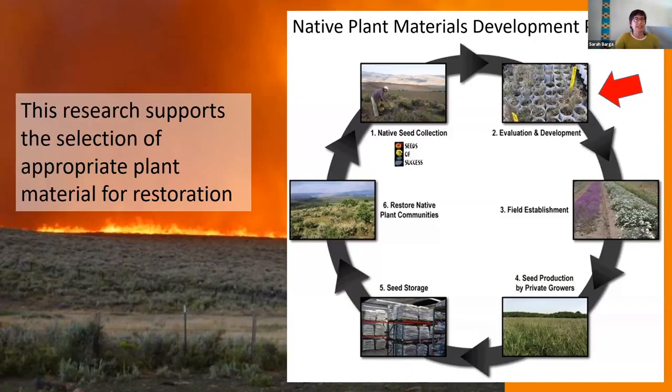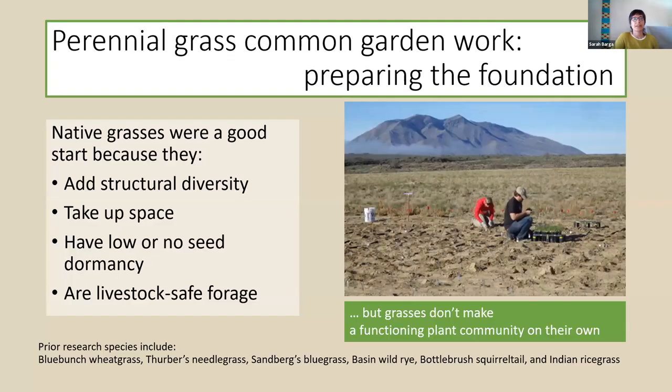So the research that I'm presenting today hopes to get us one step closer to answering that question, as this research relates to the evaluation and selection of appropriate plant materials, which is the second phase in the native plant materials development process. And common gardens are a method for understanding how populations vary in performance across the range of a species. And the Great Basin Native Plant Project is no stranger to this kind of work. They've actually done quite a bit of work with native perennial grasses. And this is a great start because these perennial grasses are important for adding structural diversity to native plant communities.